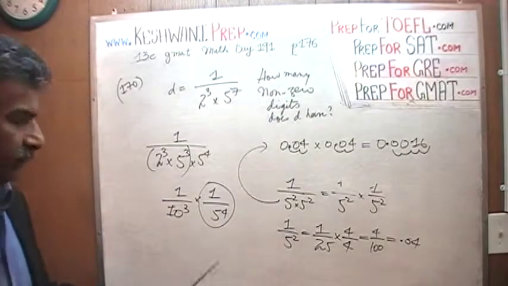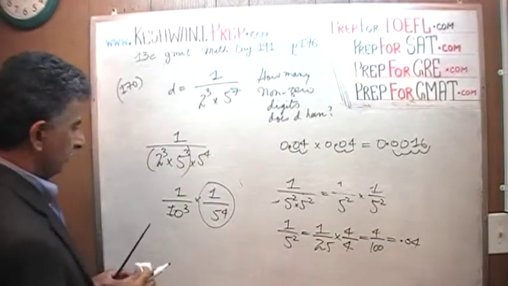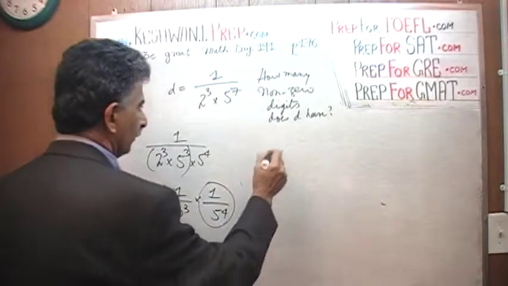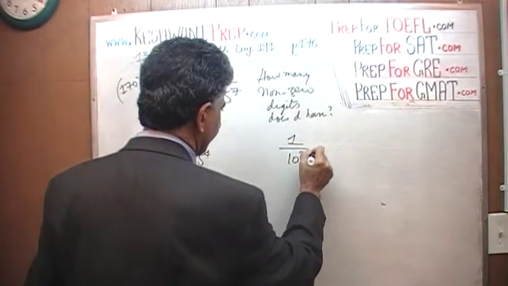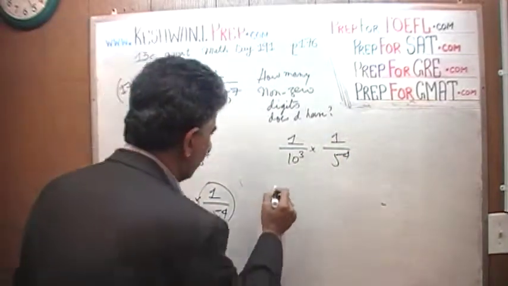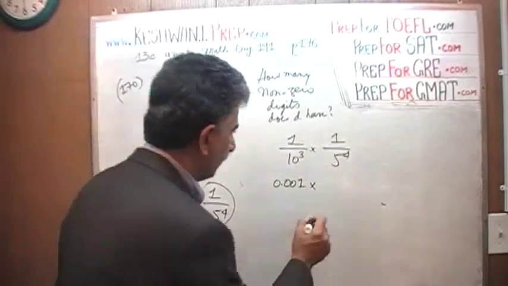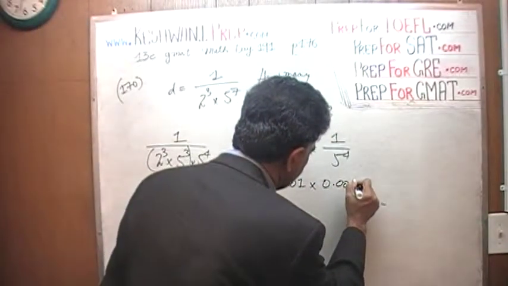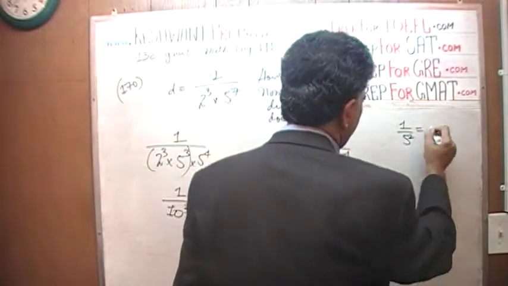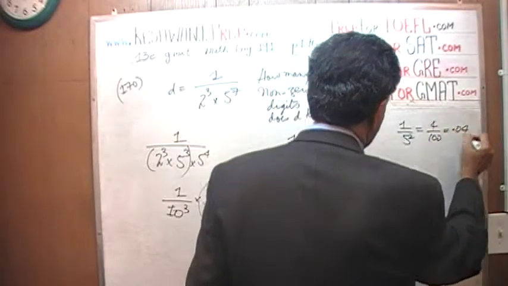And this is 1 over 1,000, which was 0.001. We're almost done. Where should we continue? So, 1 over 1,000 times 1 over 5 raised to 4. We just found out 1 over 1,000 is 0.001, and 1 over 5 raised to 4, we just calculated, was 0.0016, because 1 over 5 squared is the same as 4 over 100, which is 0.04.